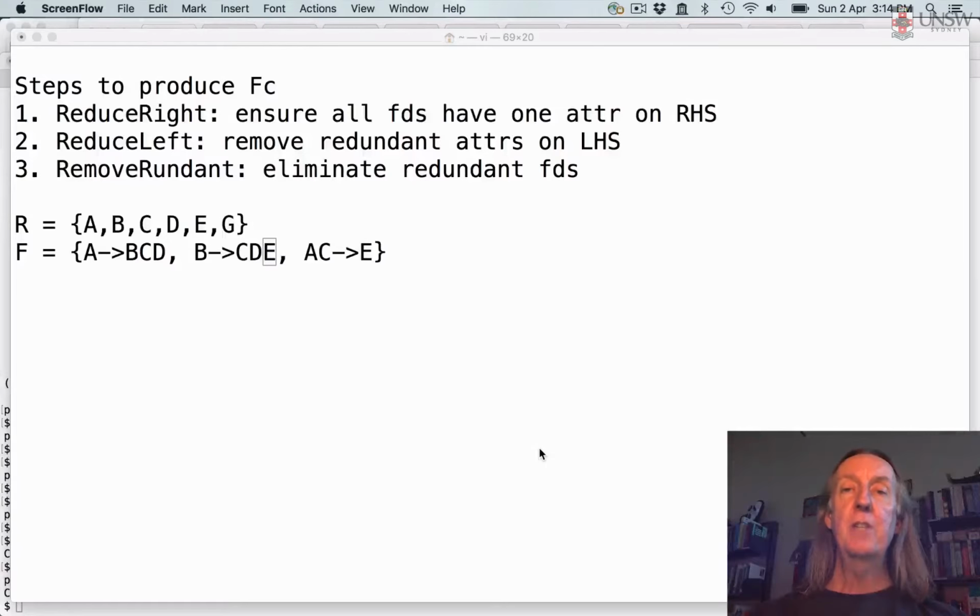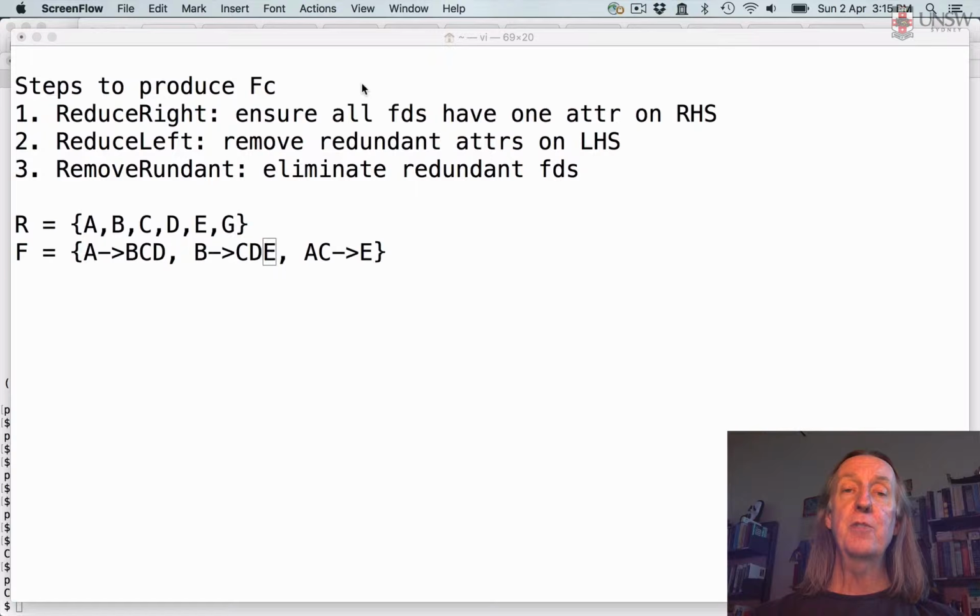Okay, in this video we're going to consider the process of reducing a set of functional dependencies to, if you like, its simplest form. And we'll call that simplest form a canonical cover or a minimal cover for the set of functional dependencies.